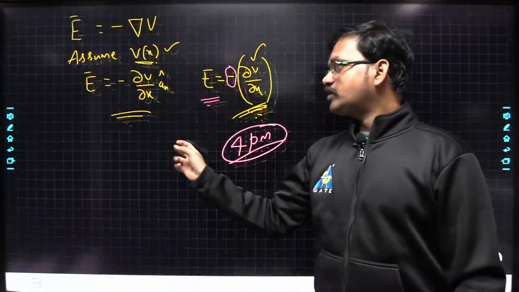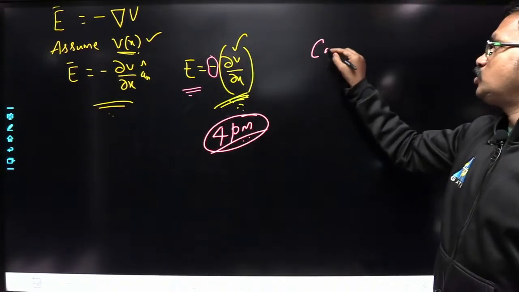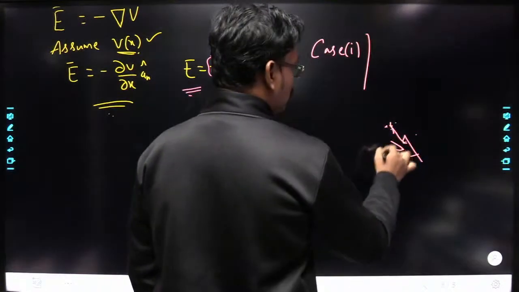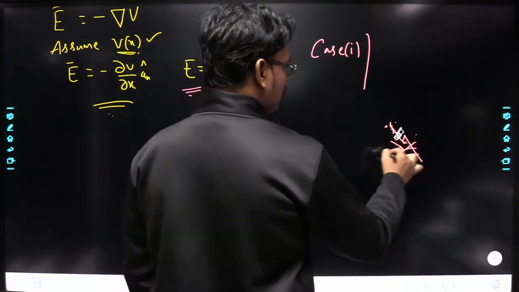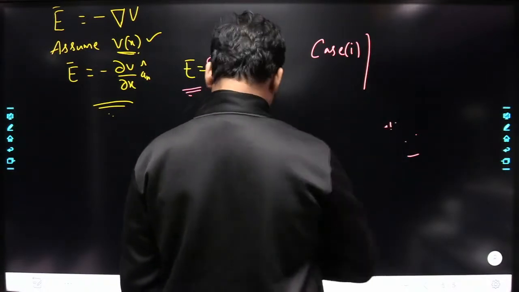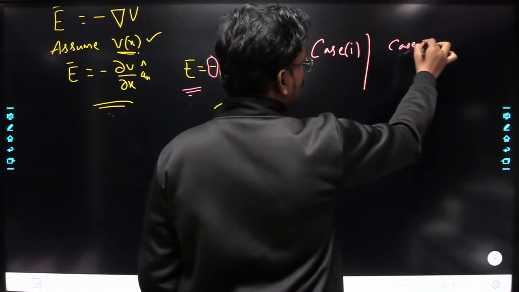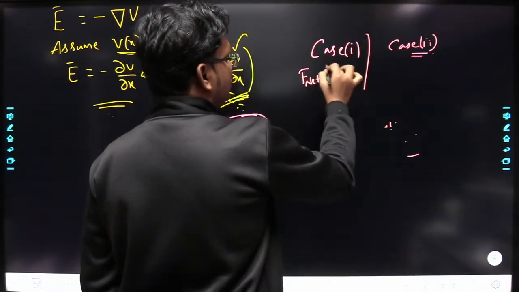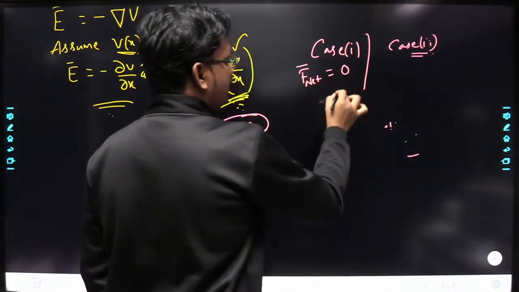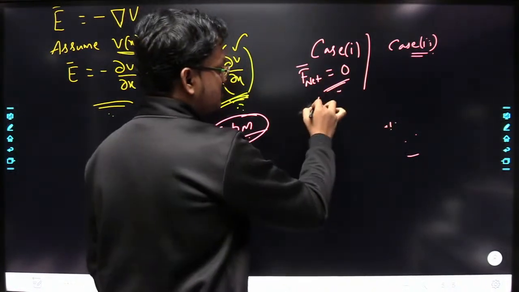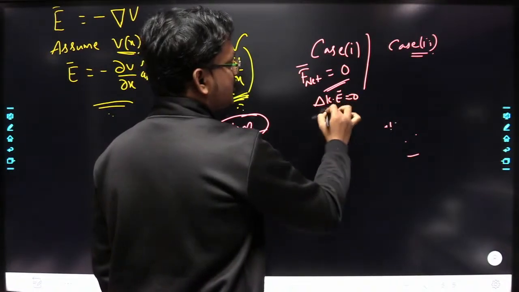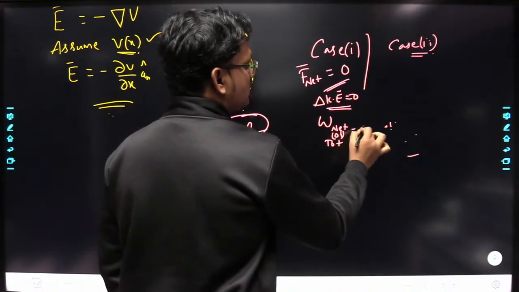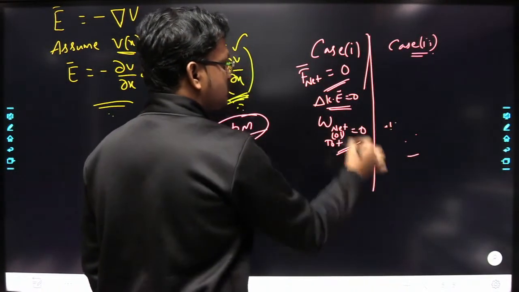See, up till now we have seen case 1. I have explained 2 cases, yes or no? So that is case 1 and another one I have told is case 2. So in case 1, what I have told here is that the net force acting on the object, or the net force acting on the charge, will be 0. In this case there will be no change in kinetic energy. In this case the overall work done, or net work done, will be equal to 0, yes or no? So all these things I have explained.